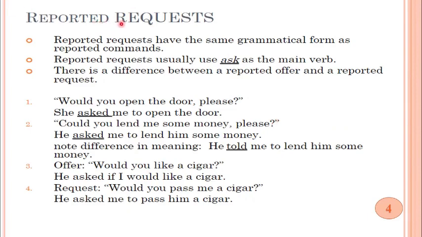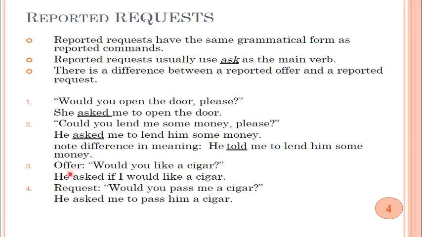What about the request? Reported requests have the same grammatical form as reported commands, because reported commands and requests usually use ask or tell as the main verb, but between request and offer, there is a difference. And what is the difference? Look at now here. Would you open the door please? She asked me to open the door. Could you lend me some money please? She asked me to lend him some money. Note the difference in meaning. He told me to lend him some money, because this is all about request.